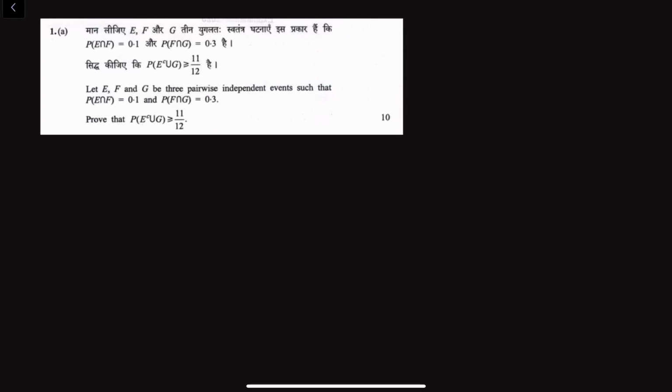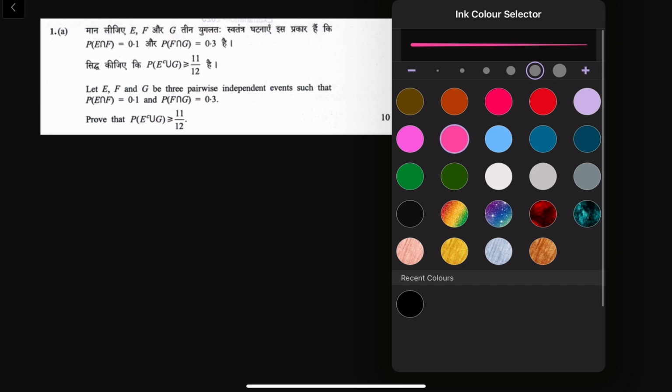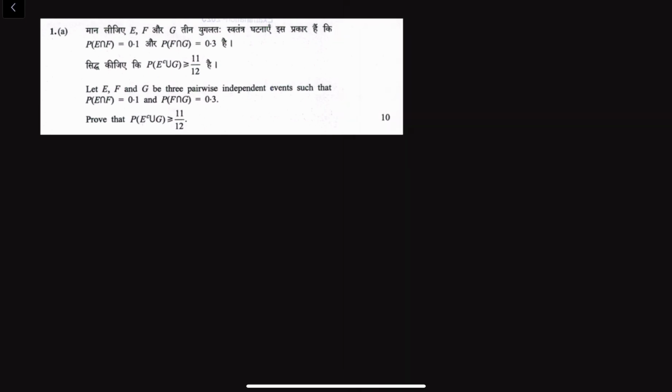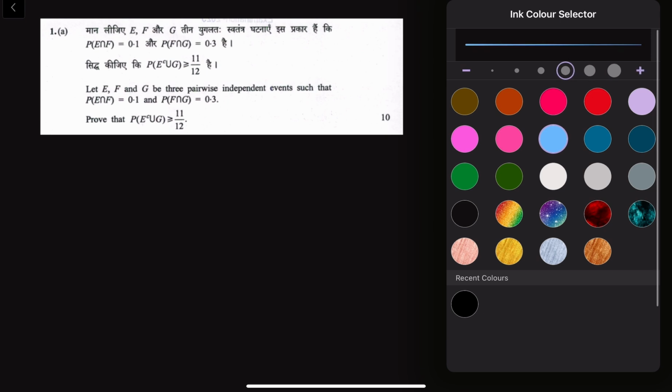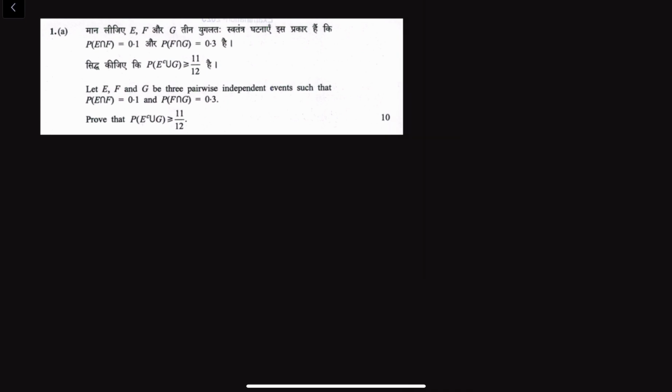In this video, I'll be solving the first problem of UPSC Civil Services Mains Statistics Paper 1. We were given that E, F and G are three pairwise independent events such that probability of E intersection F is 0.1 and probability of F intersection G is 0.3, and we are asked to prove that probability of E complement union G is greater than or equal to 11 by 12.